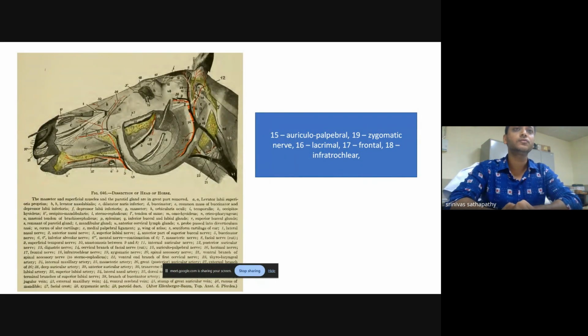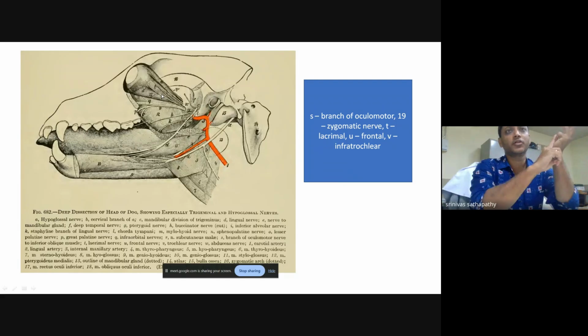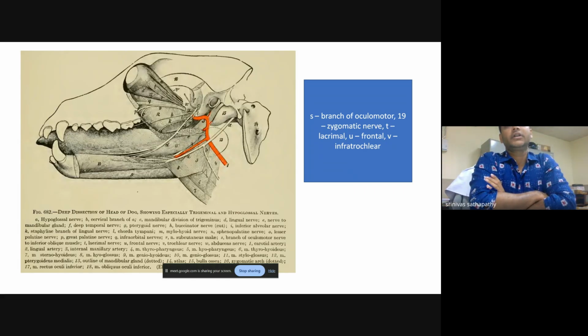Similarly for horse also, then for dog also, you can see the eyeball and different extrinsic muscles of the eye, and these are the innervations. So basically, if I talk about the cranial nerves such as optic, oculomotor, trochlear, trigeminal, abducens, and if you include auriculopalpebral also of the facial, finally I can conclude 6 different cranial nerves are innervating the eye.